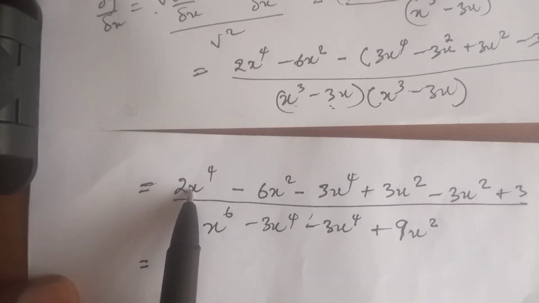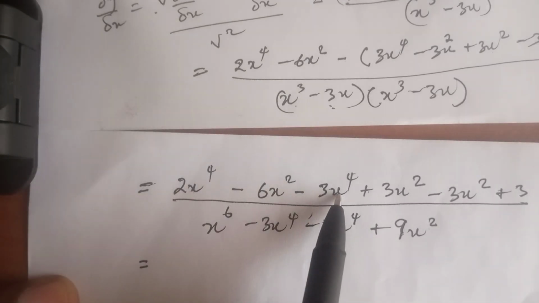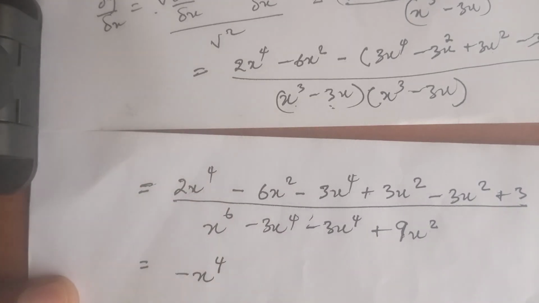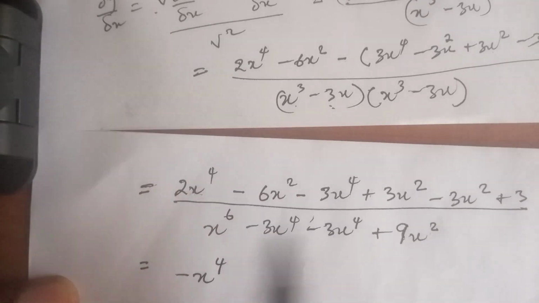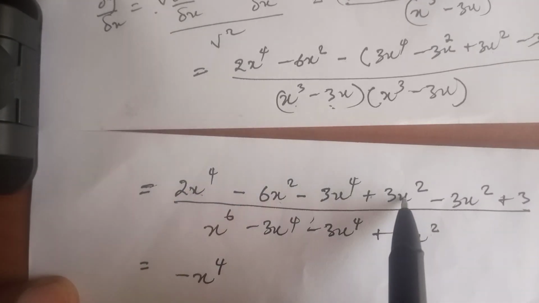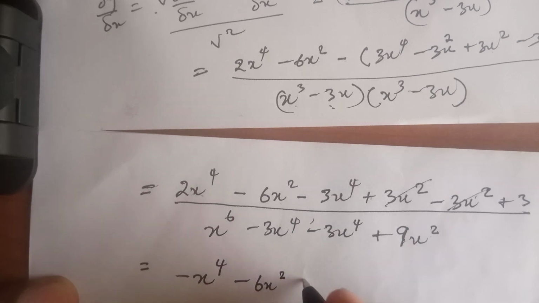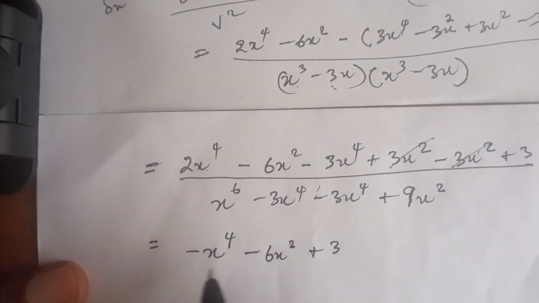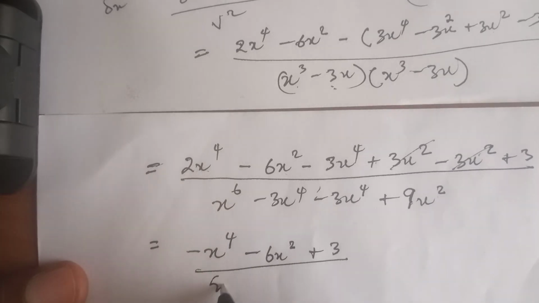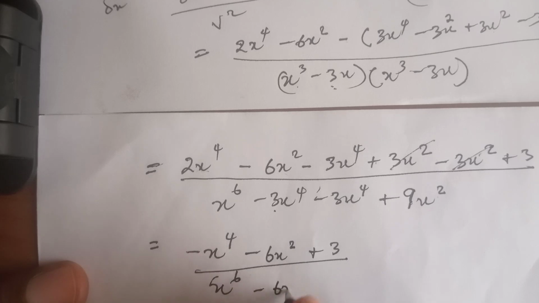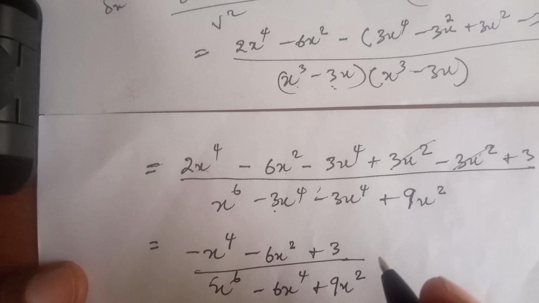So here we'll simplify. Collect like terms, this and this have the same order. So 2x to the power 4 minus 3x to the power 4, that will be minus x to the power 4. Plus 2 minus 3 is minus 1, so they have the same power. So this one will cancel out this one, and we have minus 6x squared left. Then plus 3 over x raised to the power 6 minus 3x to the power 4 minus 3x to the power 4, we're going to have minus 6x to the power 4 plus 9x squared. So that's the final answer.